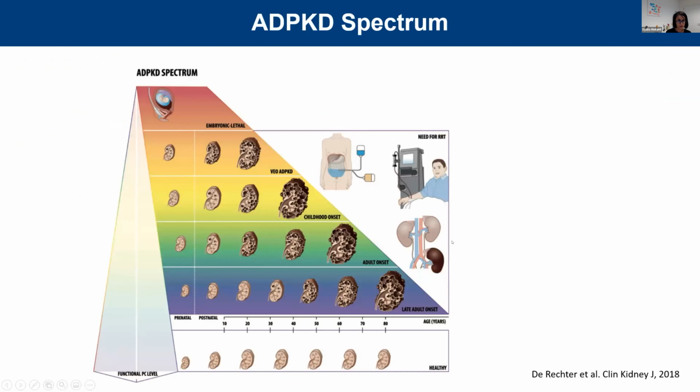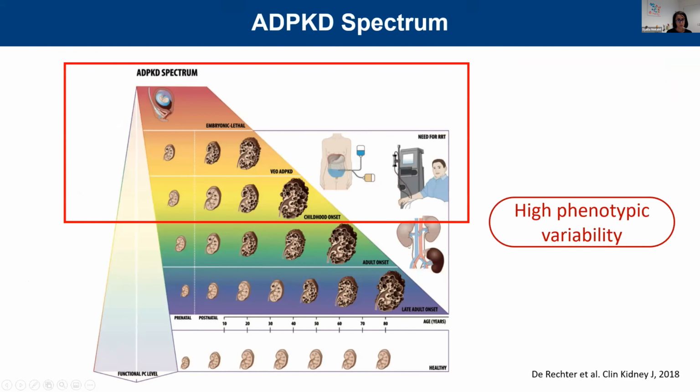So indeed, ADPKD is mainly known with this phenotype of adult onset, reaching end-stage renal disease late. However, we have another spectrum with early or very early disease manifestation, reaching end-stage disease by the age of 30 or 40 years.